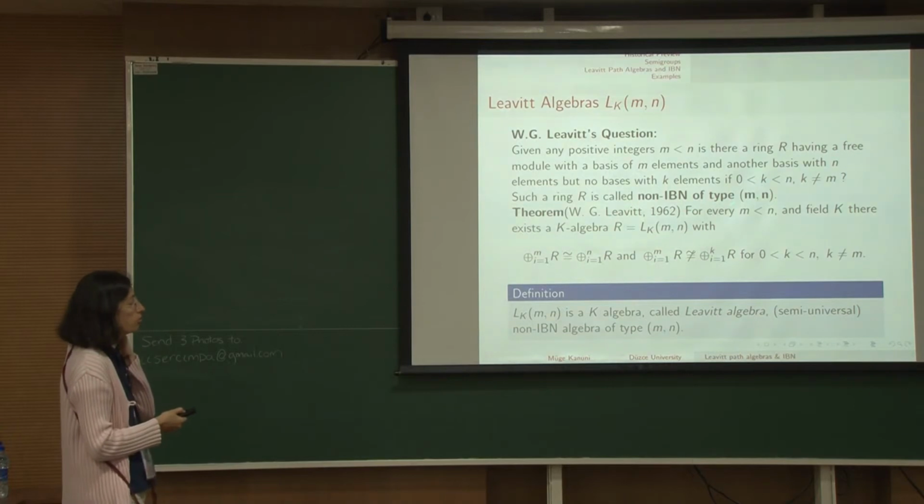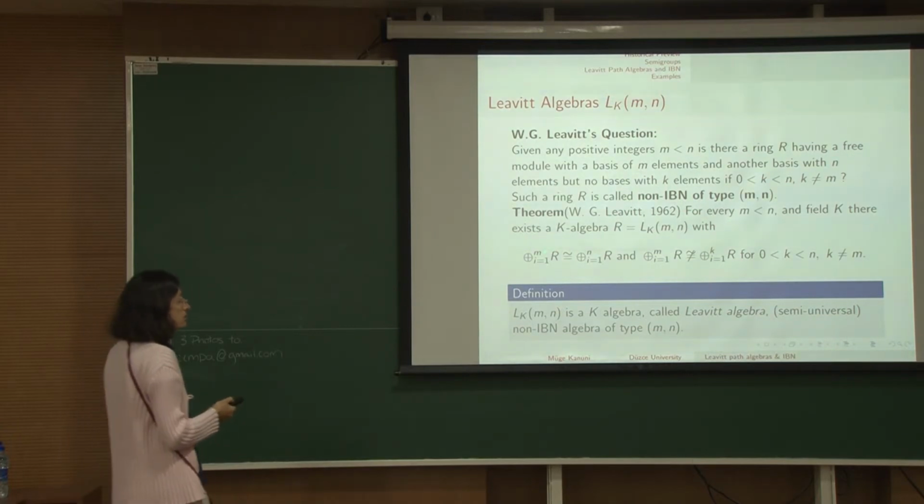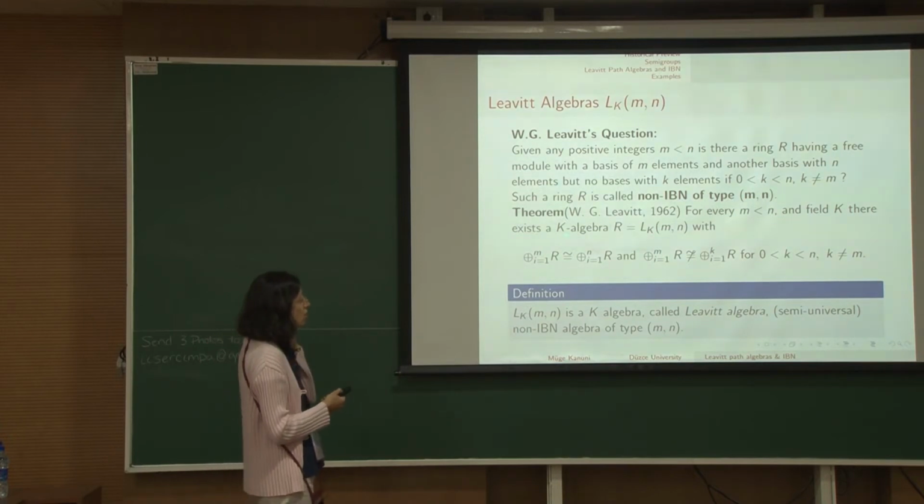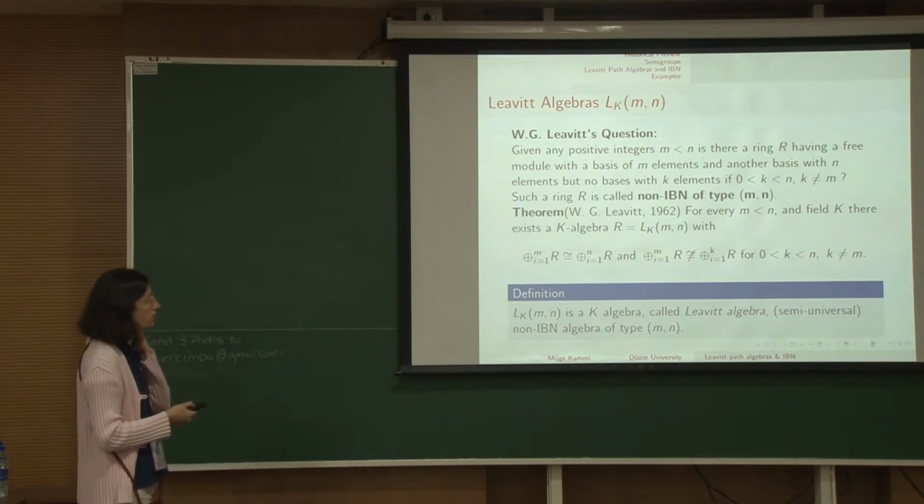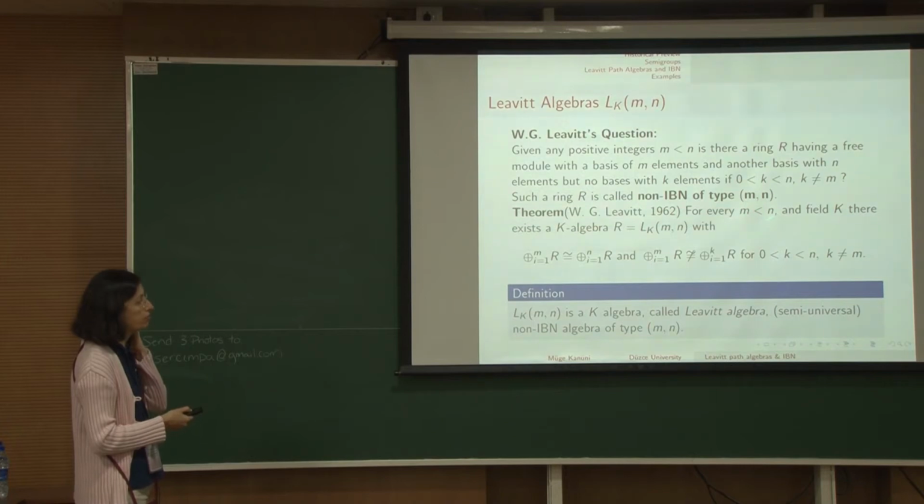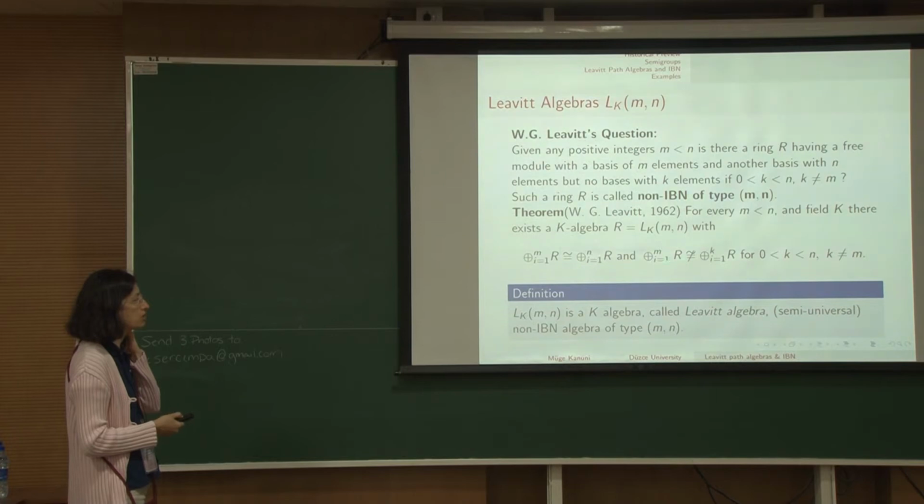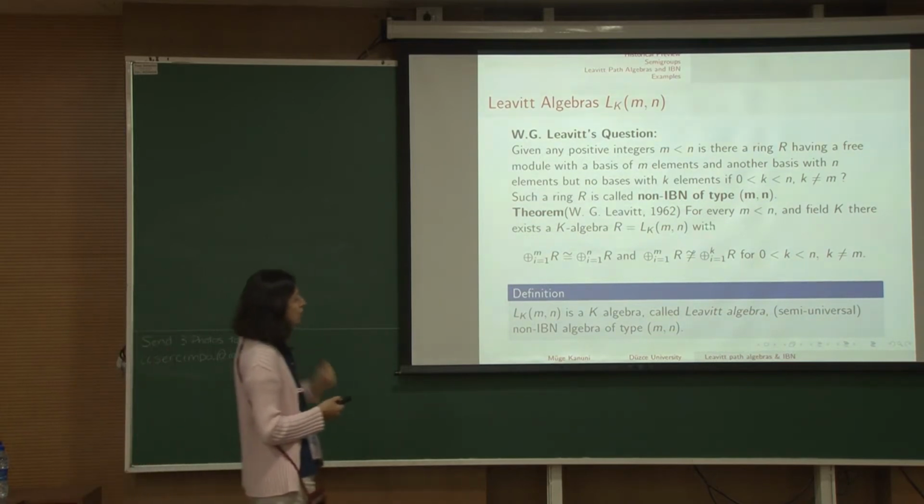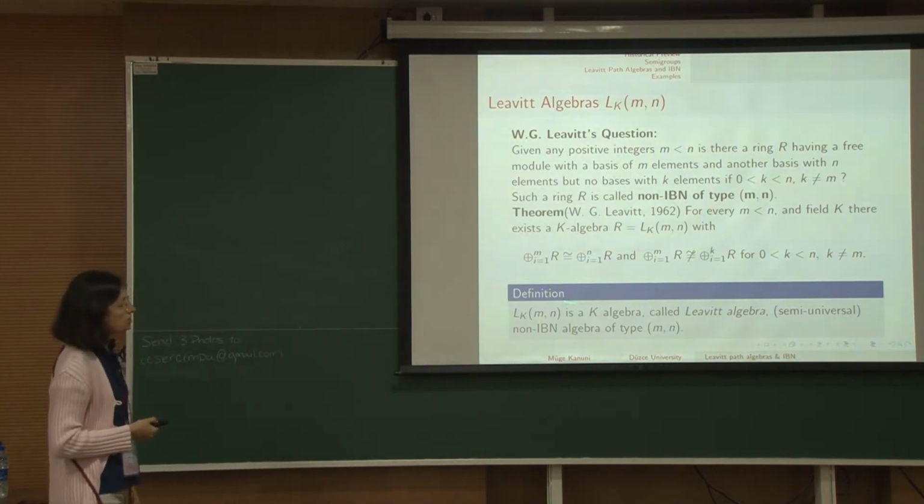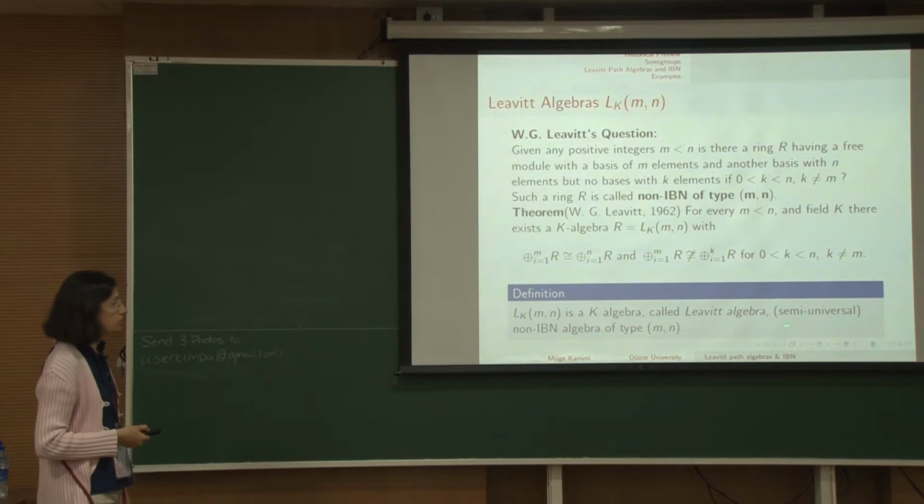And Leavitt answered this positively, saying that yes, there exists such a ring, and he actually constructed those algebras. And today we call them the Leavitt algebras of type (m,n). For every m less than n, and field K, we can find a ring such that m copies of R is isomorphic to n copies. However, no k copies of it is isomorphic to m copies for k less than m. So the algebras that he constructed are nowadays called Leavitt algebras. They are of type (m,n).